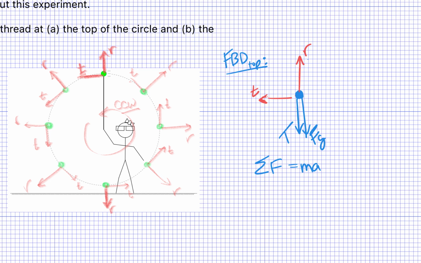Well, T and F sub g are both in the negative r direction. So I'll expand the left-hand side of that equation to be negative T minus the force of gravity equals, and I will leave that right-hand side alone for now, m a sub r. Okay, so now we're going to keep going. The next step is always to expand, so negative T minus F sub g becomes mg equals.